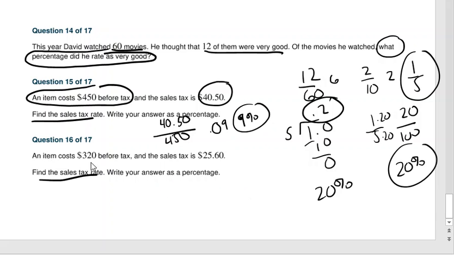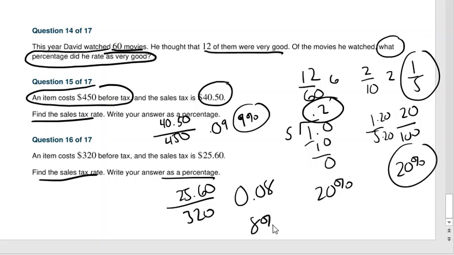On the next one, an item costs $320 before tax, and the sales tax is $25.60. So to find the sales tax rate, you take $25.60 and you divide by $320. So $25.60 divided by $320 is 0.08. And to change that into a percentage, I times by 100. So that gives me 8%.